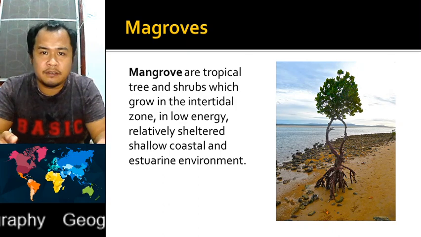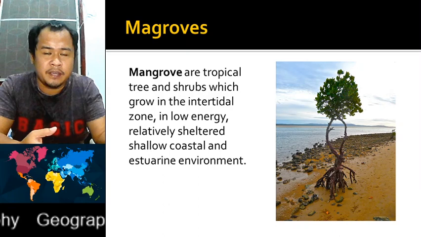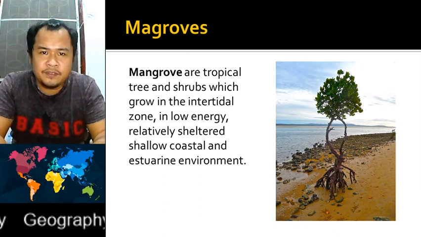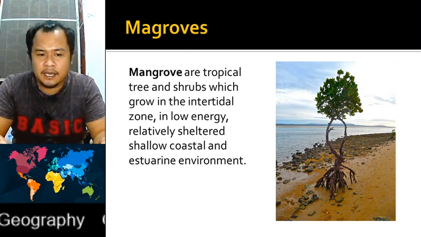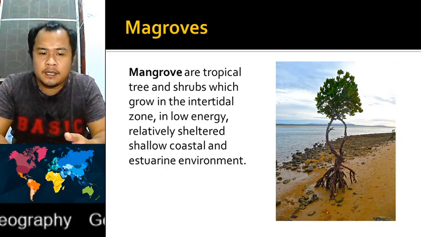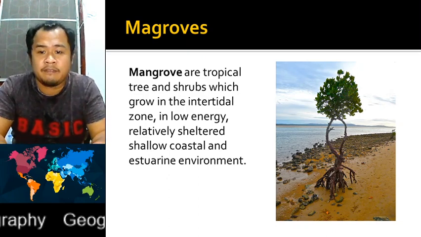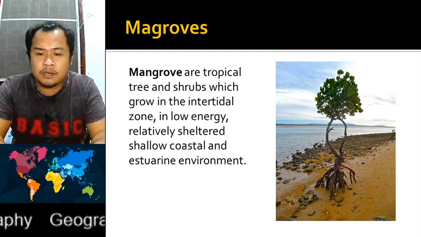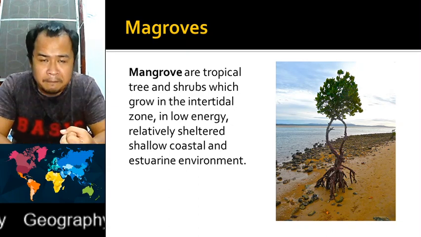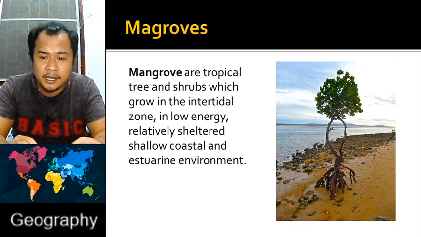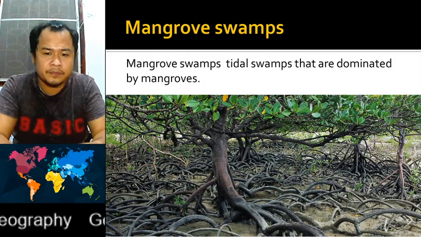Low energy means not much of a wave. Unlike corals, which need too many waves, for mangroves, waves are not needed. And they need a very shallow amount of water and a calm, estuarine, or very calm environment. Okay, so as you can see in this photo, there is low tide, the water is calm, there's not much energy going on, and there is mud everywhere. So it's very important for these mangroves to grow.